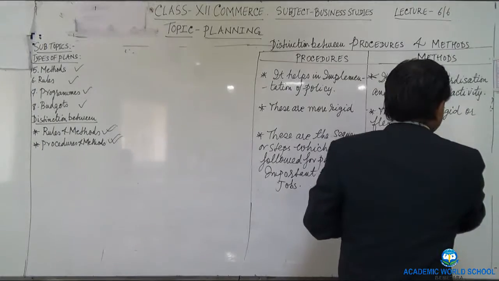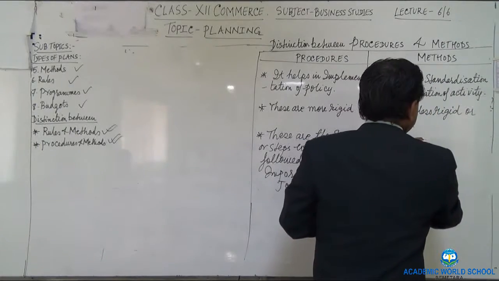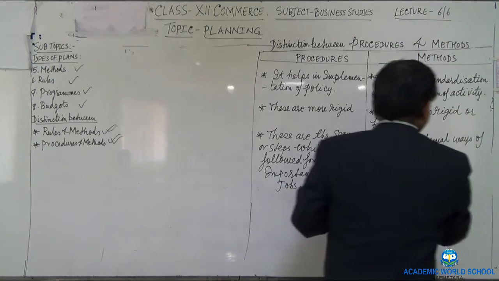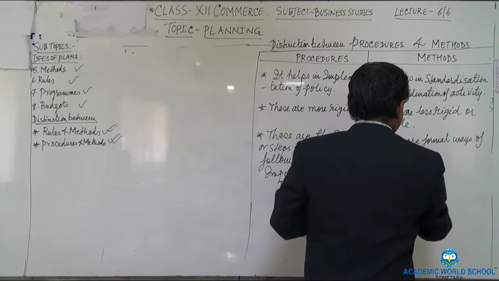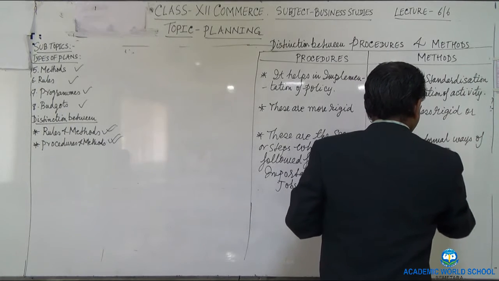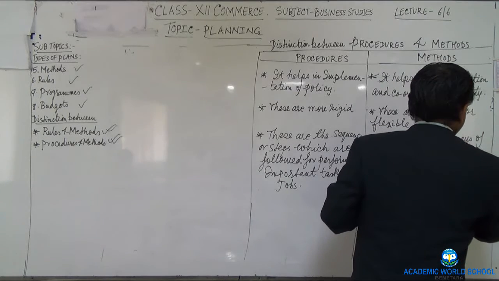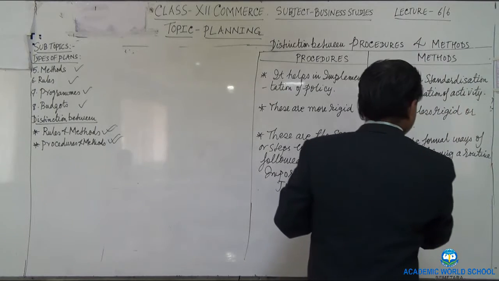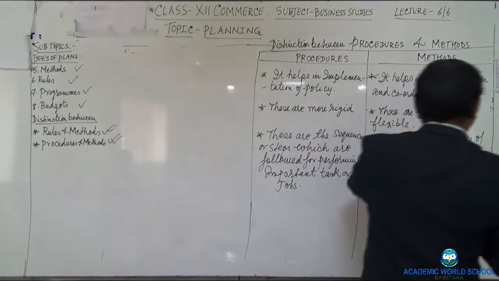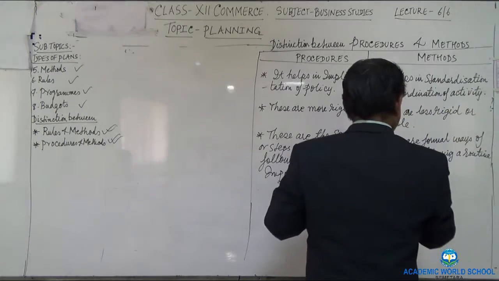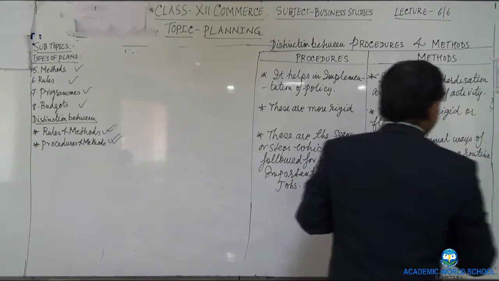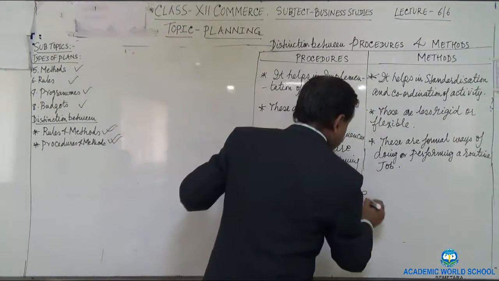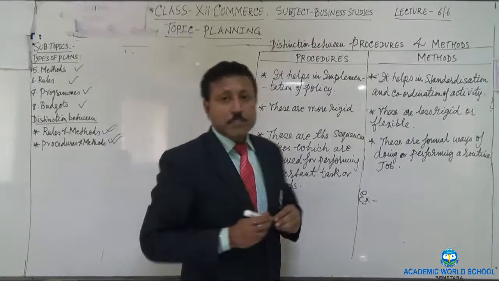Now what shall we write here? Under methods, these are formal ways of doing or performing a routine job. Okay, we'll give some examples also at the end. Now let's discuss this.